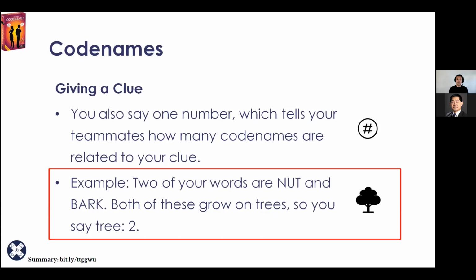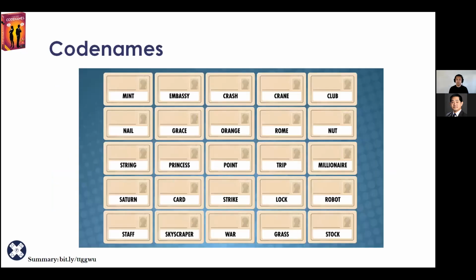So for example, if the words you're trying to get your teammates, your field operatives, to guess are nut and bark, both of these things grow on trees. So one of the options you have is to give the clue tree, and then say 2. Tree is the clue you're giving, and 2 is the number of cards on the board that that clue relates to. So let's look at our board again.